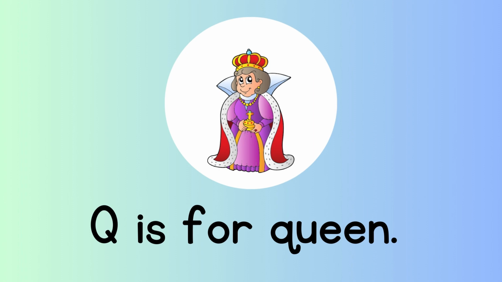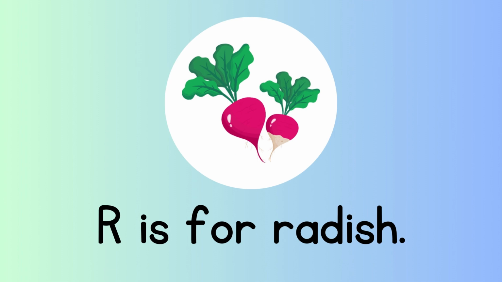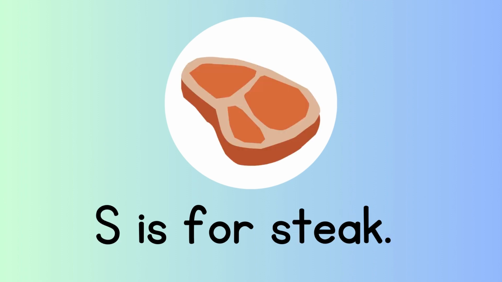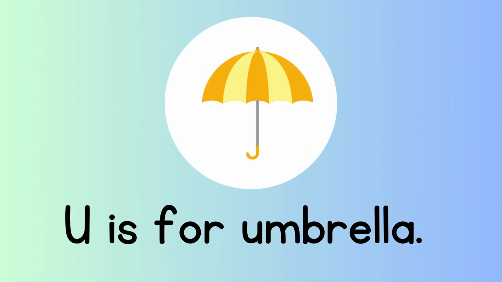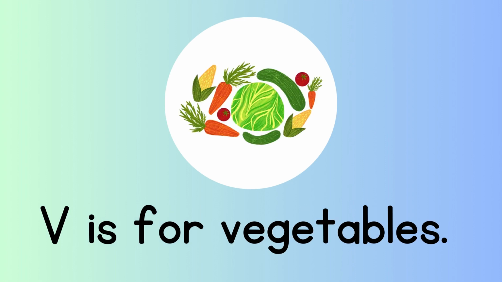Q is for queen. Queen. R is for radish. Radish. S is for steak. T is for taco. Taco. U is for umbrella. Umbrella. V is for vegetables. Vegetables.